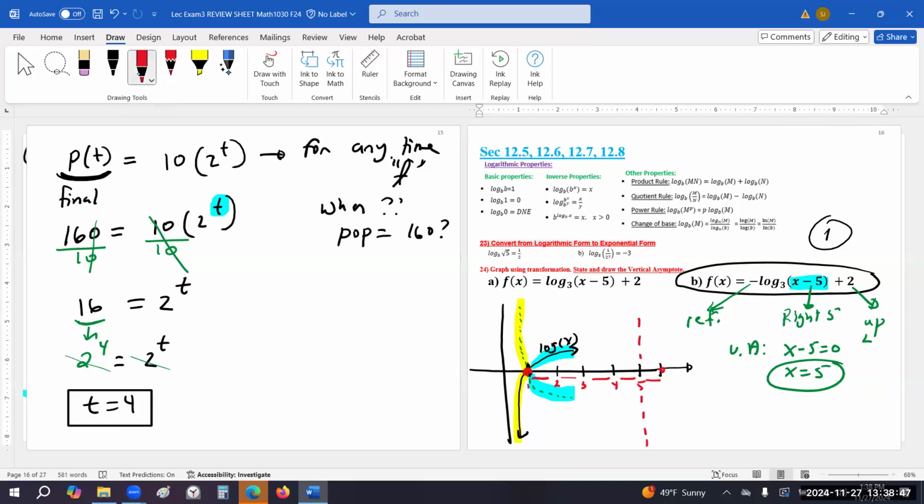For some reason, my ink doesn't want to draw the graph. Let me try it here. What's wrong with this? Something is wrong. I think it's tired. It says, please, no more. My brain is hurting. No, my nib is hurting.